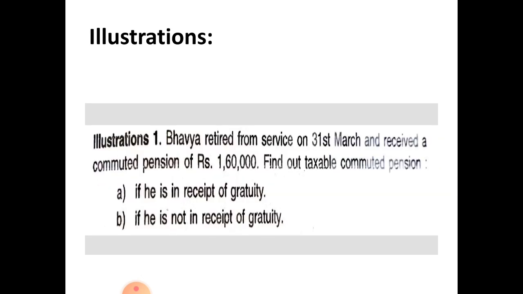Let us solve the problems. See the first one. Bhavya retired from service on 31st March and received a commuted pension of rupees 1,60,000. Find out taxable commuted pension if she is in receipt of gratuity. Second one, if she is not in receipt of gratuity. Here you have to consider Miss Bhavya as receiving gratuity and also not receiving gratuity. If you consider her as receiving gratuity, then the exemptible limit is 1/3 of the commuted pension 1,60,000.